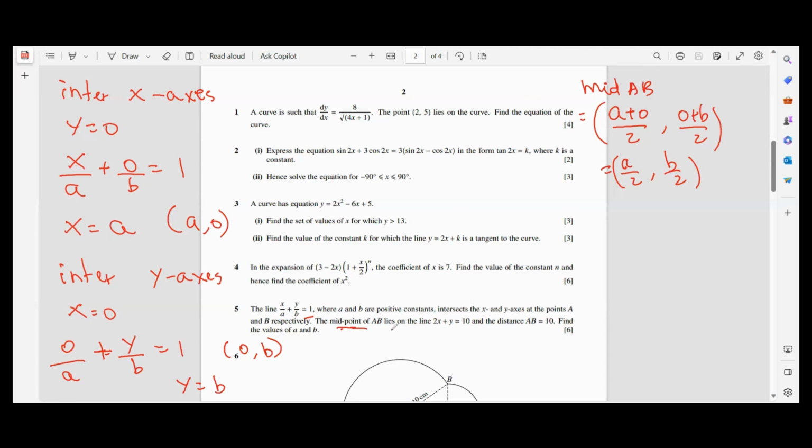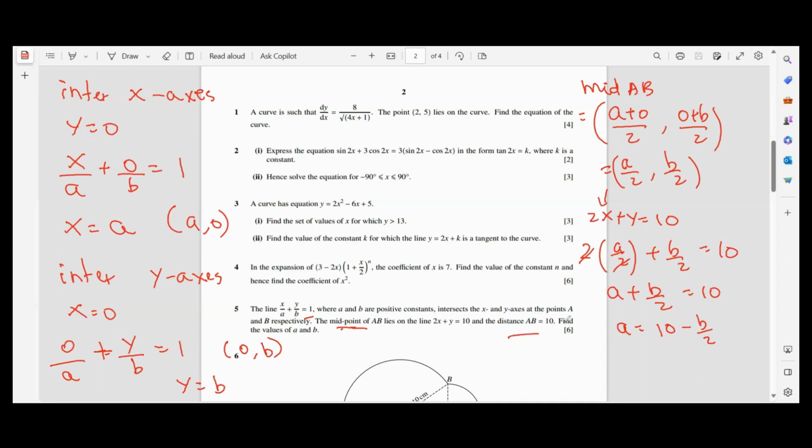Okay, it says that the midpoint of AB lies on this line, and the distance is this. So we have 2x plus y equals 10. Okay, I will substitute this into the equation. So 2 times A over 2 plus B over 2 equals 10. This can be divided, so A plus B over 2 equals 10. Or I can make it A equals 10 minus B over 2.